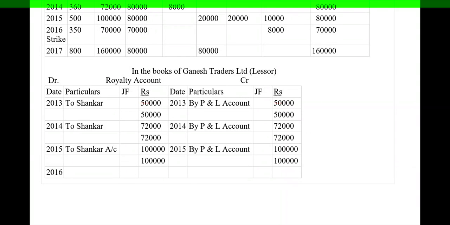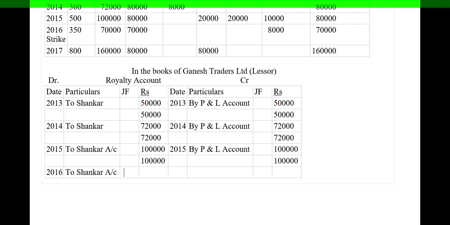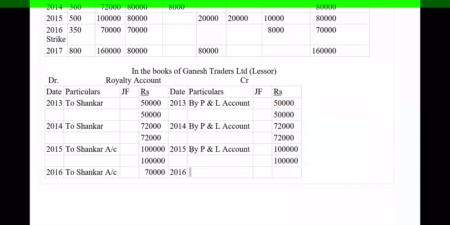So 2016, when the royalty is payable, then it will be royalty account debit to Shankar's account. So to Shankar's account, that is rupees 70,000. 70,000. So 2016, when this is transferred to P&L account, profit and loss account debit to royalty account, so royalty account is credited by P&L account.